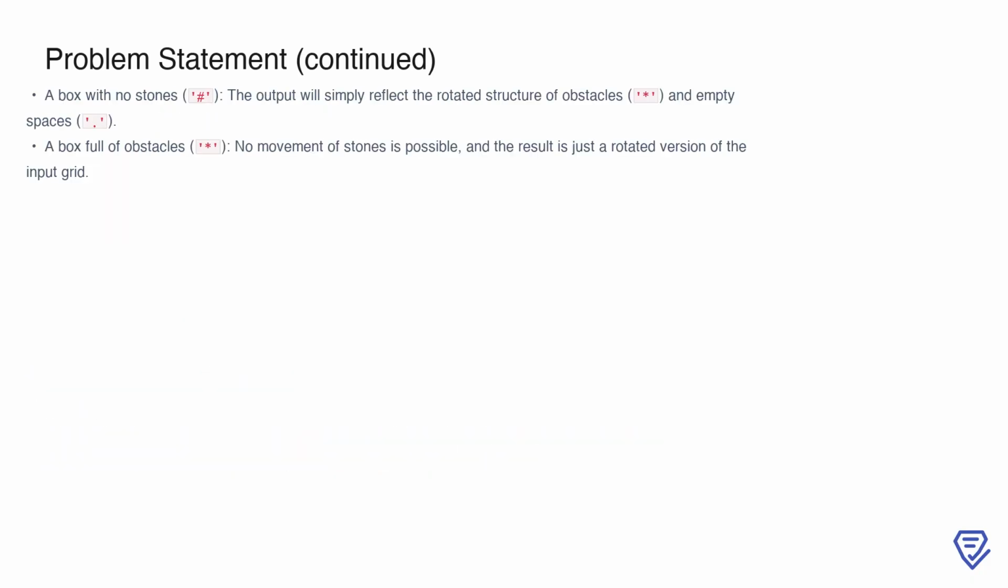Lastly, let's consider some edge cases. If the box contains no stones, the output will simply be a rotated version of the obstacles and empty spaces. In the case of a box full of obstacles, no stones will move, and the result will again just be the rotated structure of the input grid. For boxes with only 1 row or 1 column, the behavior is straightforward. With 1 row, stones simply fall to the bottom after rotation, and with 1 column, the box remains unchanged since rotation doesn't affect its structure in this case.